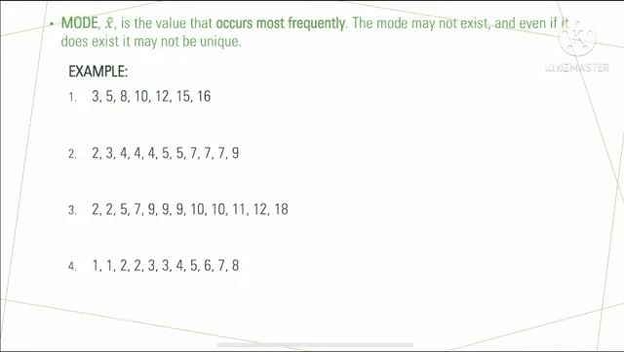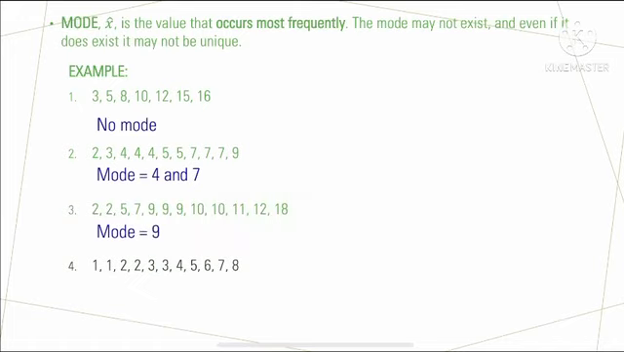Mode is the value that occurs most frequently. The mode may not exist, and even if it does exist, it may not be unique. That means the data may have more than one mode. For example 1, there is no data that occurs more than one time, so there is no mode. For example 2, 4 and 7 occur most frequently, so the mode is 4 and 7. For example 3, 9 occurs most frequently, so the mode is 9. And for the last example, 1, 2 and 3 occur twice, so the modes are 1, 2 and 3.